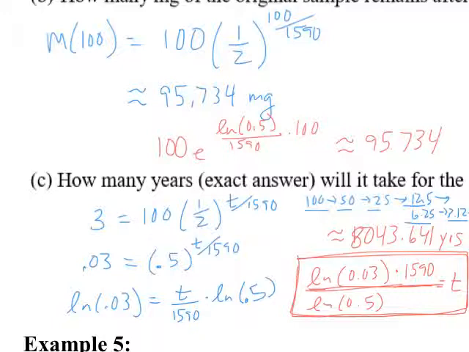Anyways, let's move on to example 5. 5 and 6 are fairly quick examples, I believe, but slightly different from this CE to the KT formula. They're more in line with this format that we've got going on. So let's take a look at them.